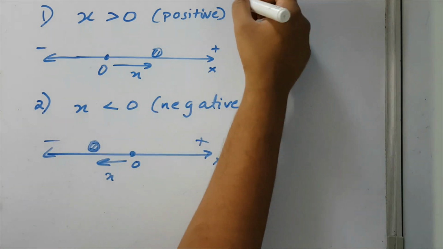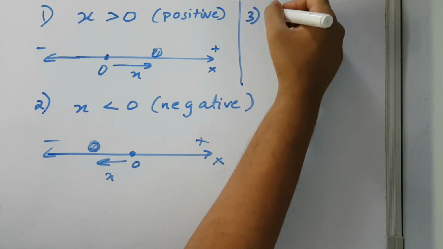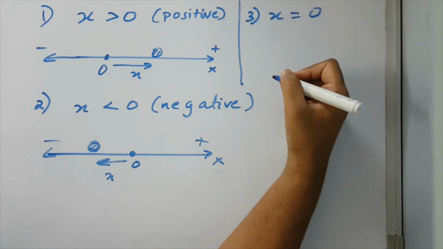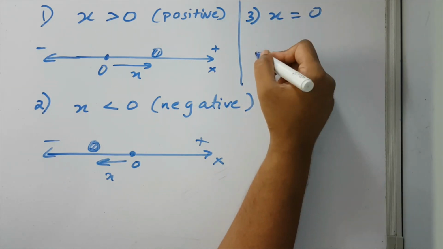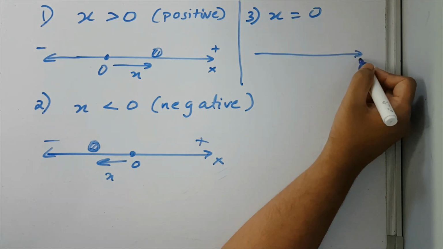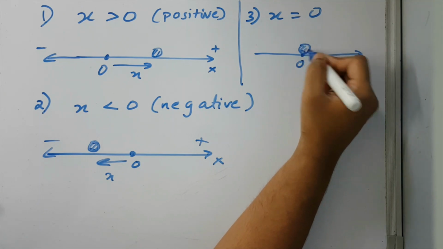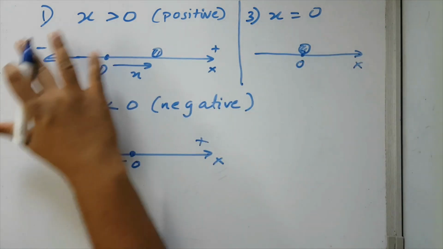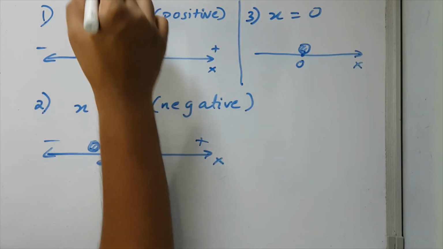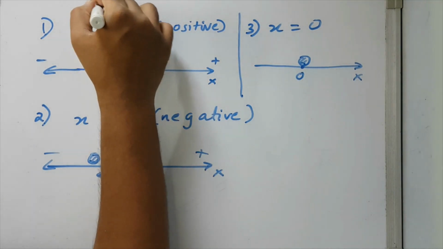Now the third possibility is x is equal to 0. x being equal to 0 means the particle is at the origin, exactly at the origin. All right, so that's the sign convention of position. This is position.